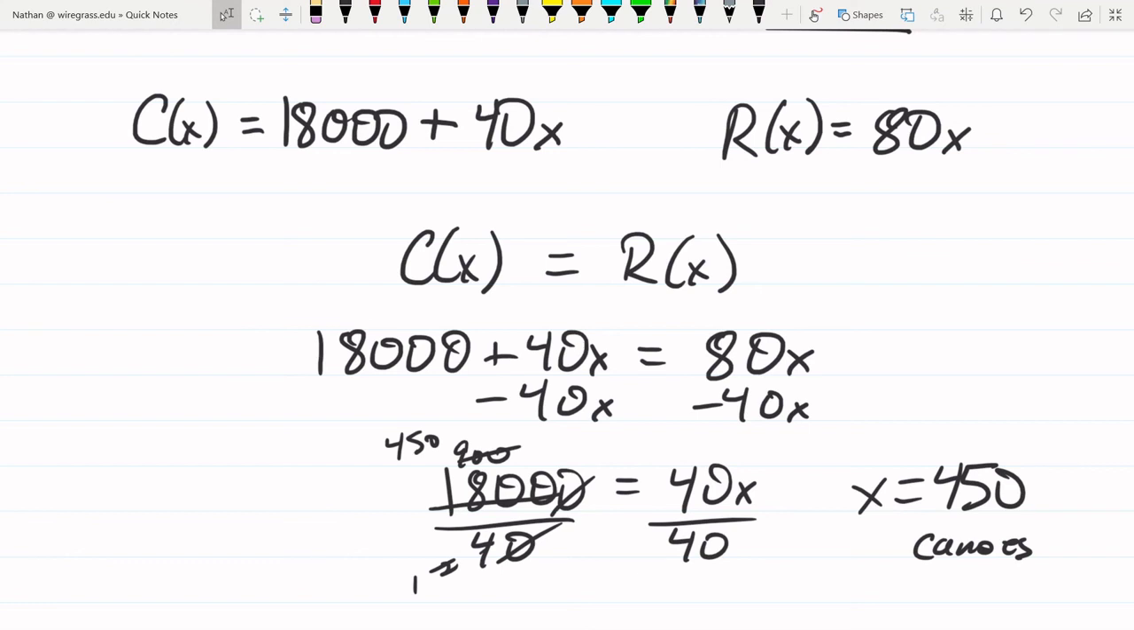And the break-even point should be where the cost and the revenue are the same. Therefore, you make no money. You don't lose any money, but you make no money. That's why it's called the break-even point. Let's look at this thing graphed.